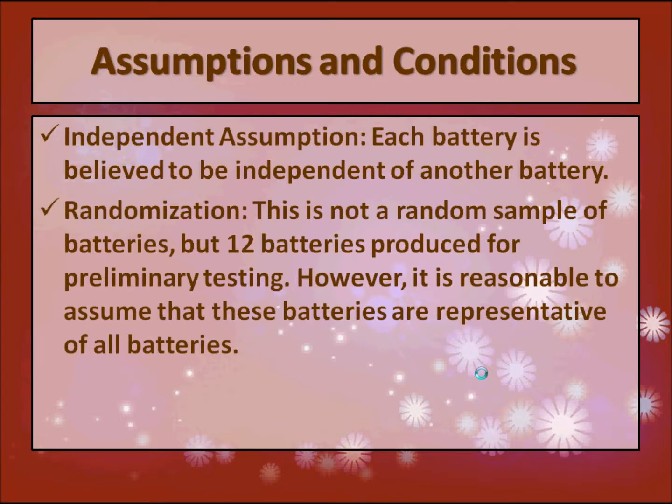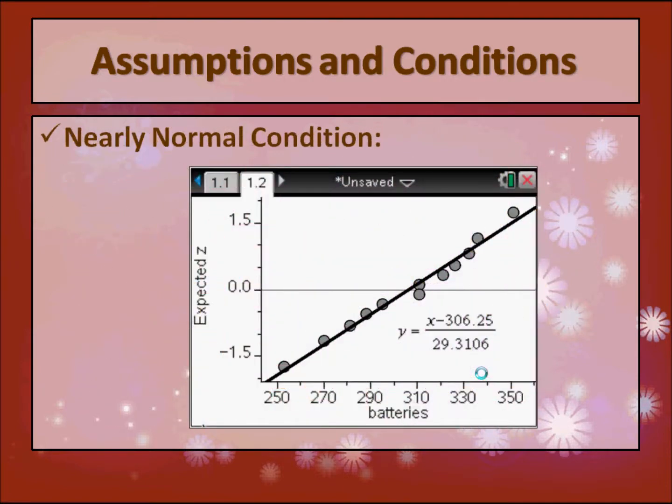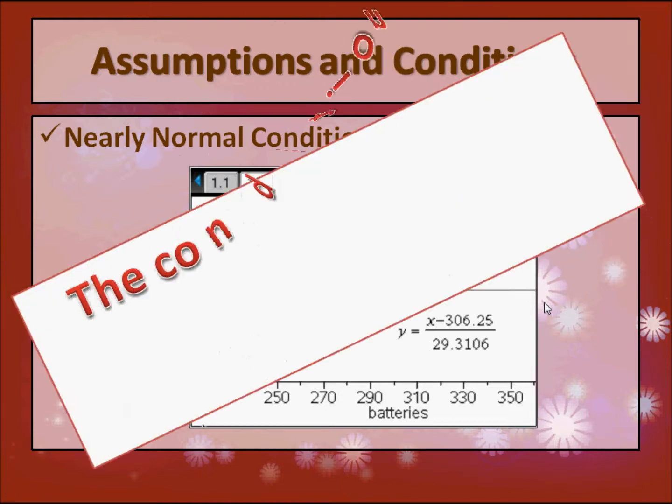Randomization. Now here, they didn't take a random sample, they just took 12 batteries for preliminary testing, but we're going to assume that these batteries are representative of all the batteries. We also have our 10% condition, and 12 batteries are fewer than 10% of all batteries. And then finally, nearly normal condition. Based on the normal probability plot, we can see that all the data that we have, their expected z-scores, lie in a straight line, and therefore it is roughly symmetric and unimodal. So that means all the conditions are met.